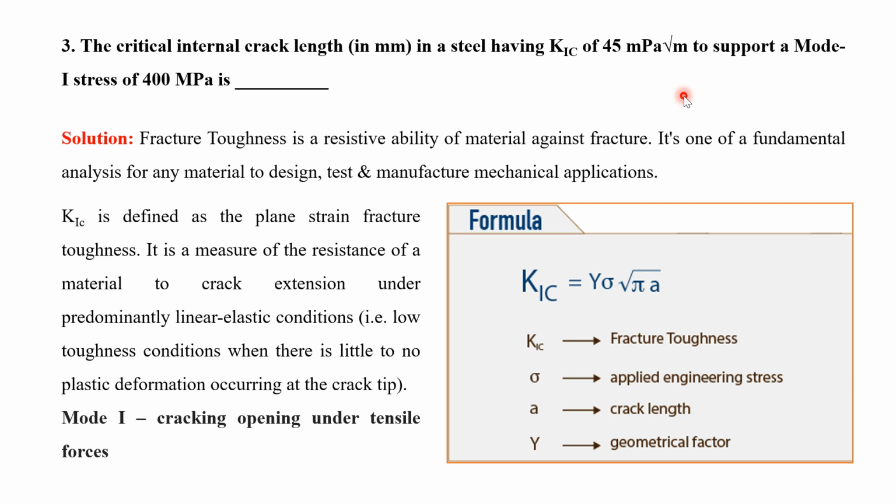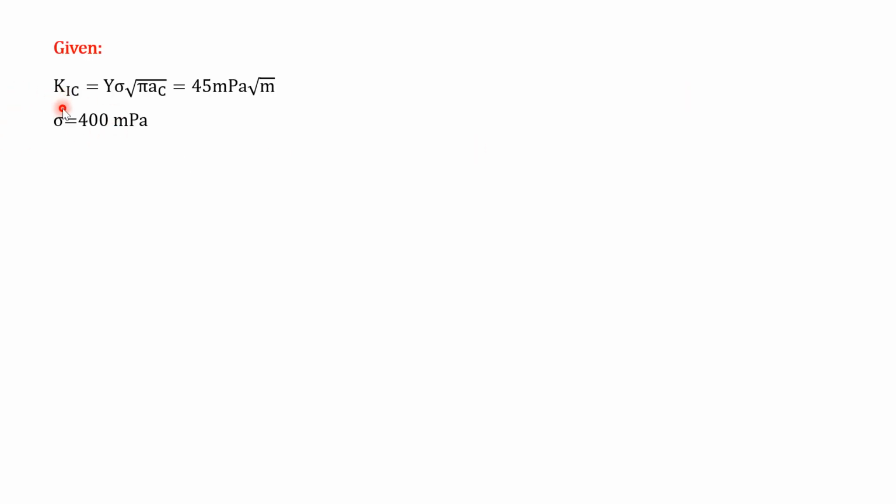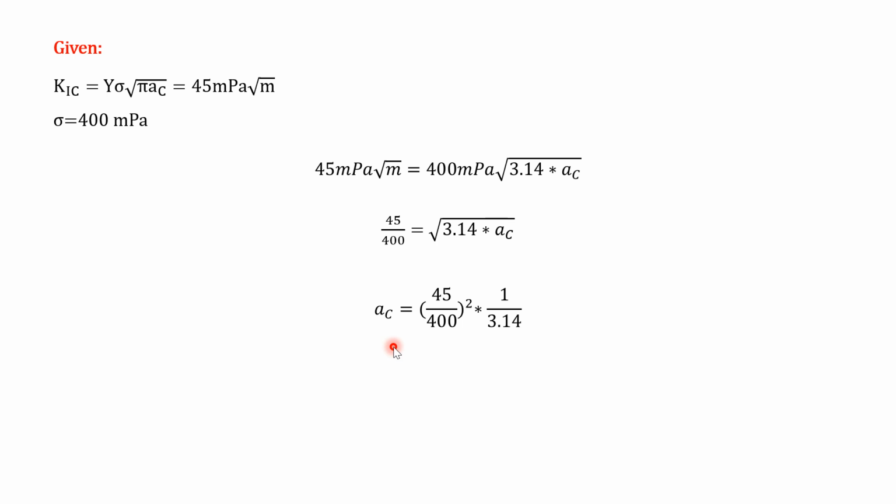Yes, it's correct. And what about the other person? Has he mentioned anything in the chat box? Yeah. So basically what is given here is that K1C is equal to Y sigma root of pi AC. That is equated to what is given to us. And in that case, sigma is given as 400 MPa. So we'll be equating the two, and finally we'll get the value of AC as 4.03.